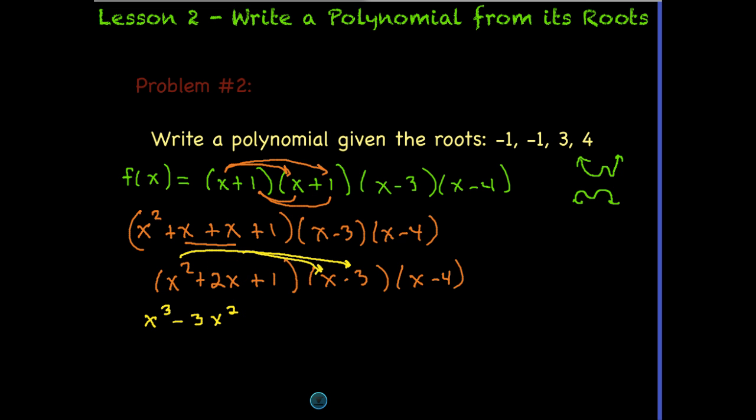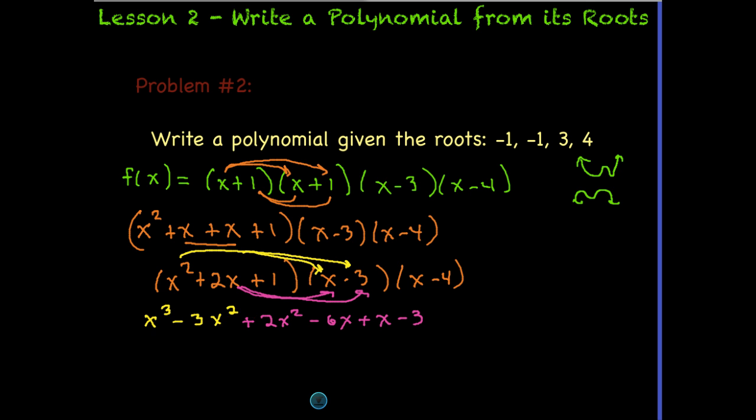Now I'm going to move on to the 2x. So I'm going to do 2x times x, and then 2x times negative 3. So I'm going to get plus 2x squared minus 6x. And then finally we have a 1. Well, anything times 1 is itself, so then this is going to be 1 times x is plus x, and 1 times negative 3 is minus 3.